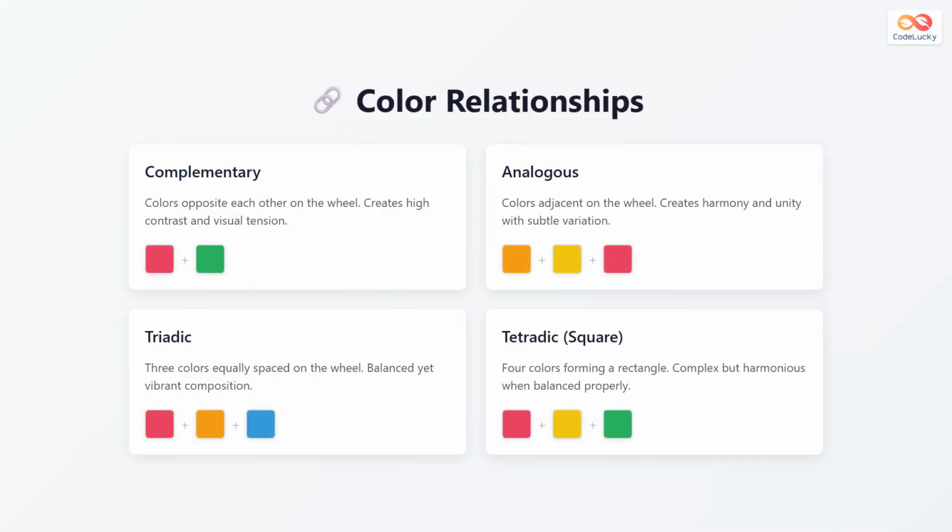Color harmony is about combining colors that look good together. Complementary colors sit opposite on the color wheel and create high contrast. Analogous colors sit next to each other and create harmony. Triadic colors form an equilateral triangle and create vibrant, balanced designs. Choose the right harmony for the mood you want to create.